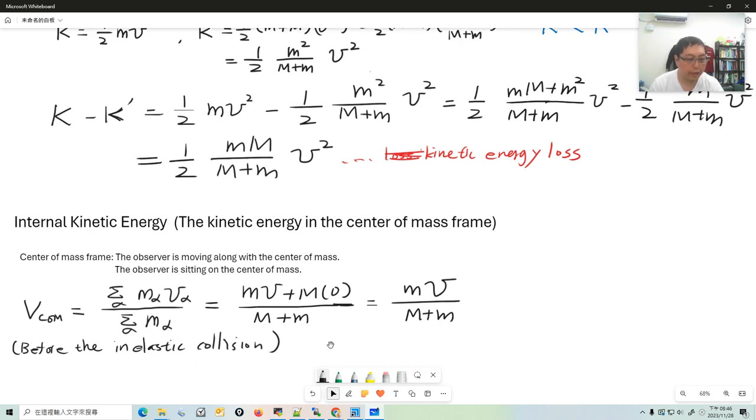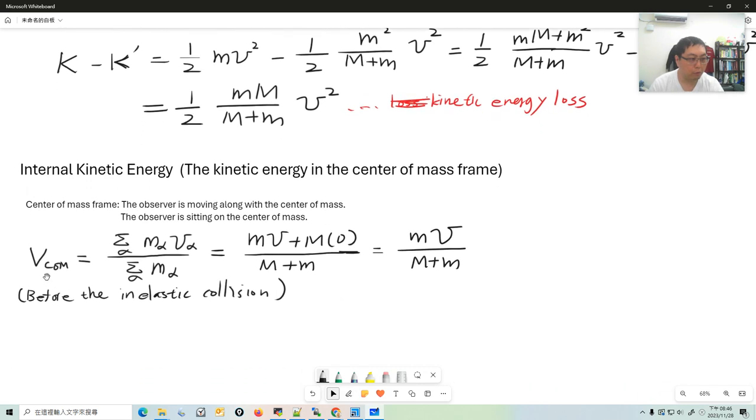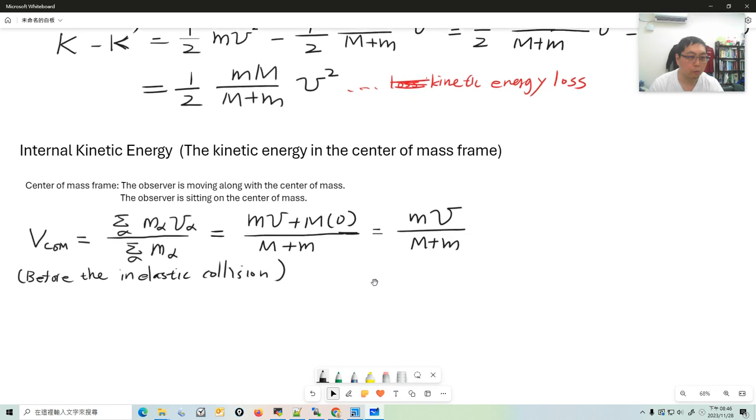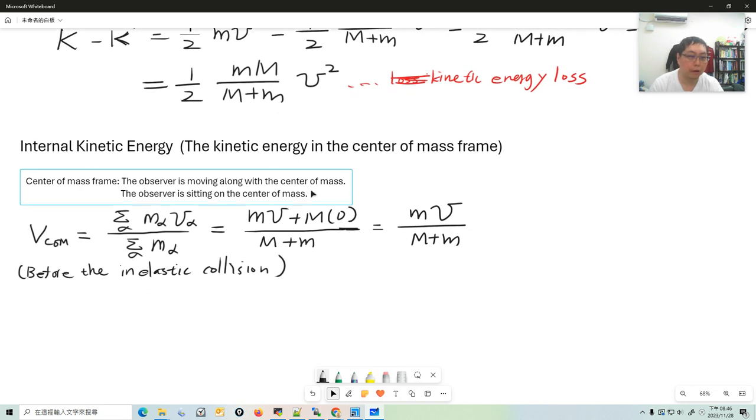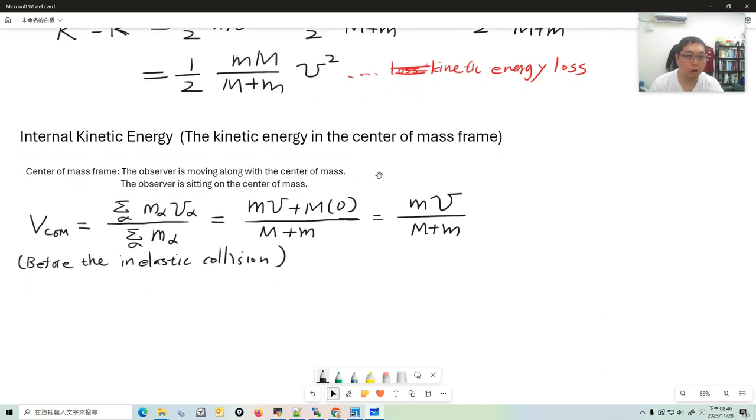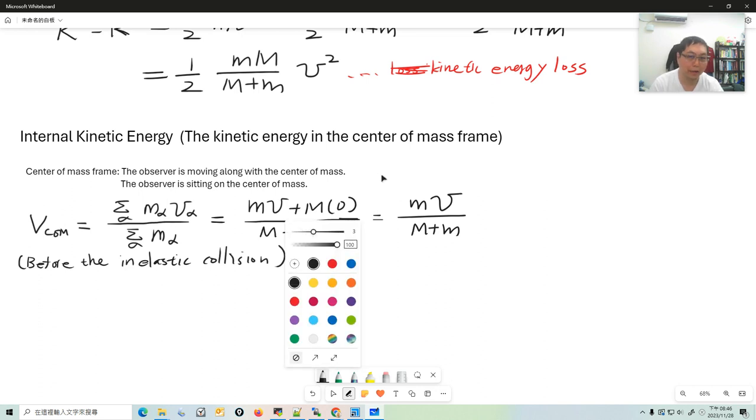Once we have this information, we can calculate the kinetic energy in the center of mass frame. When you're sitting in the center of mass frame, that means you are moving along with the center of mass. What is the velocity you will see for the small m and the capital M?